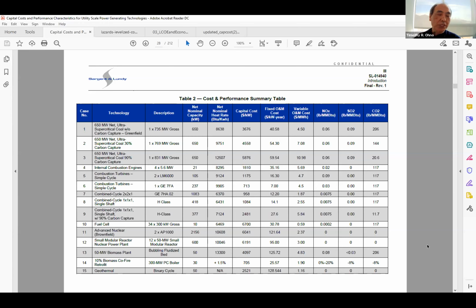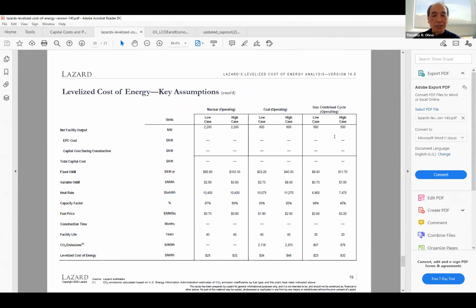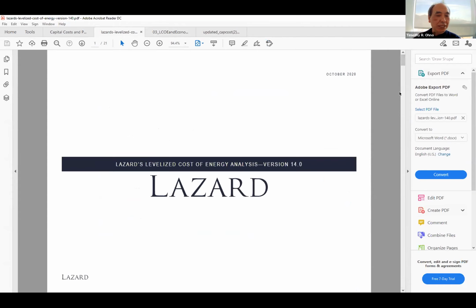Now, with respect to where capacity factor comes from, there's a couple places I could get that. One place would be here. And these are probably not far from being right, but let's try and find something more current. The other one, the second document that's linked in there, is Lazard. So Lazard was the one we used in class.